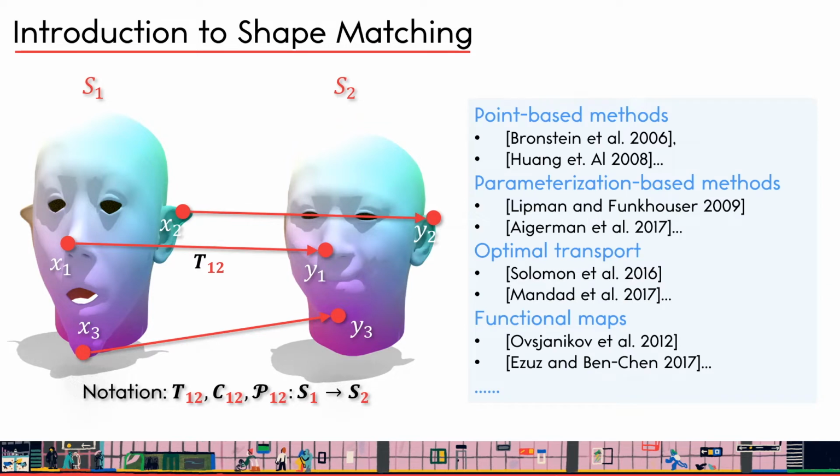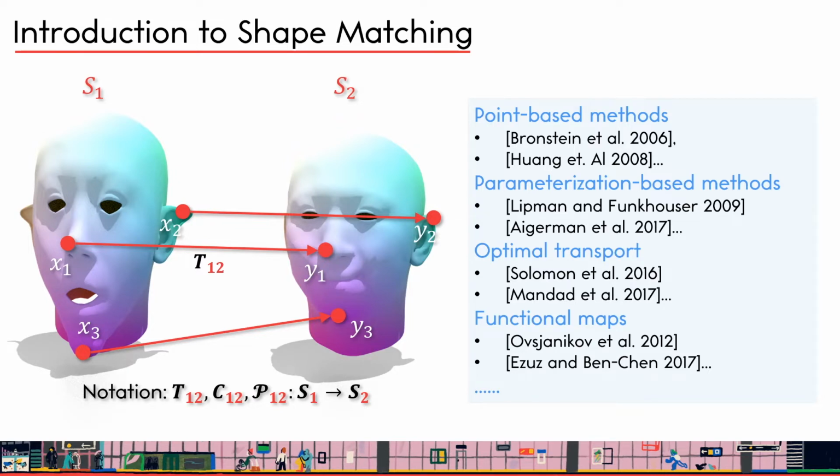Existing methods for shape matching can be roughly categorized into several groups, including point-based methods, parameterization-based methods, and methods using optimal transport formulation. Our work uses functional map representations. This technique tries to find correspondences between functions defined on the shapes instead of finding correspondences between the vertices directly.